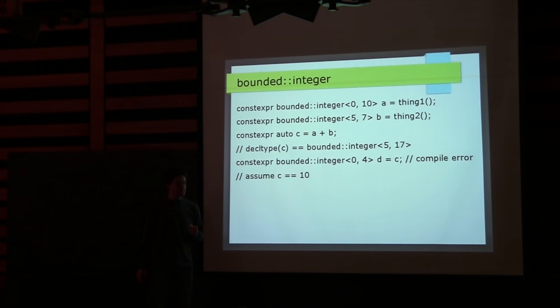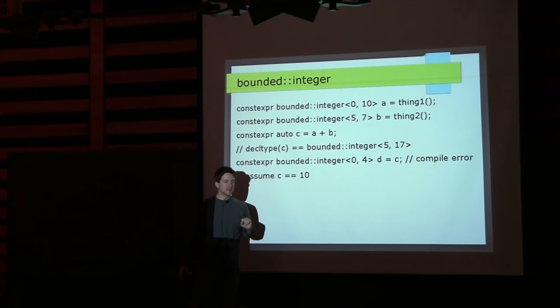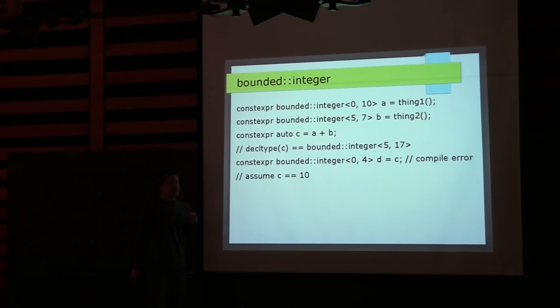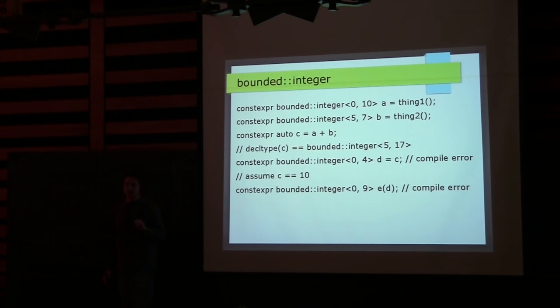Yes? Yeah, in this example, they would be constexpr because we're assigning it to a constexpr variable. So this works even if it is not constexpr? Yes. So this bounds checking here works if it's not constexpr. This next one does not. This is a compiler error if you make everything constexpr.